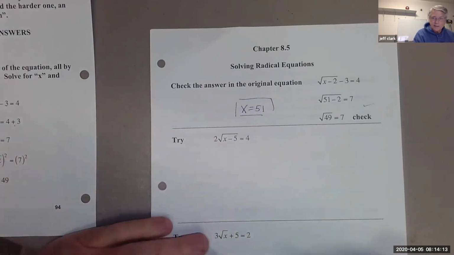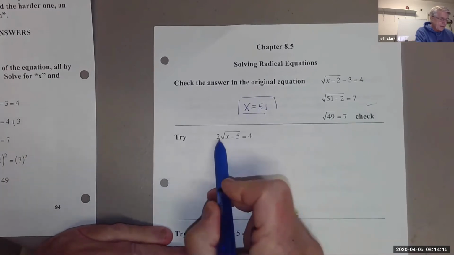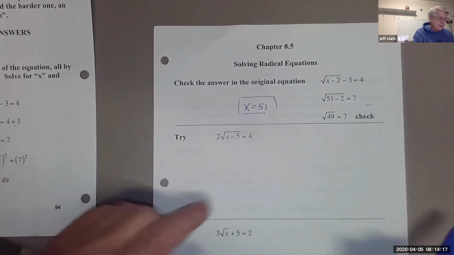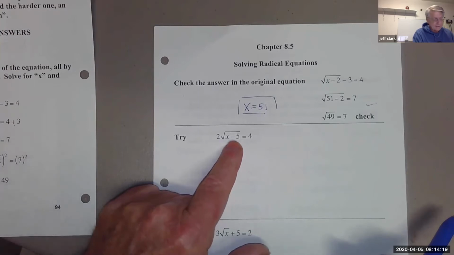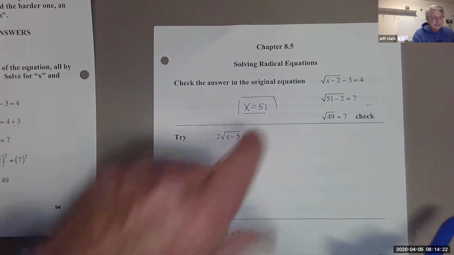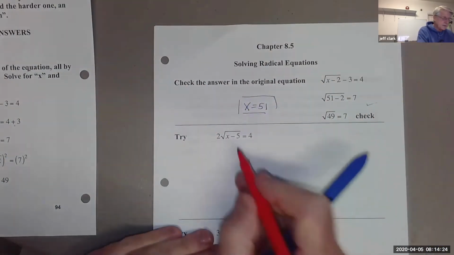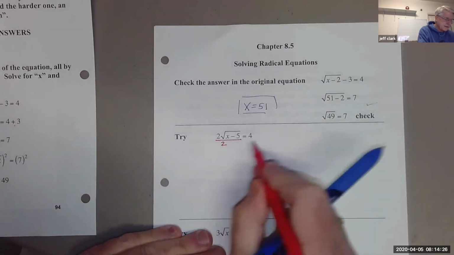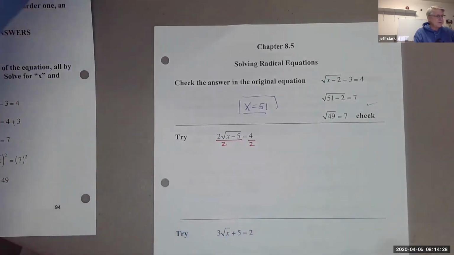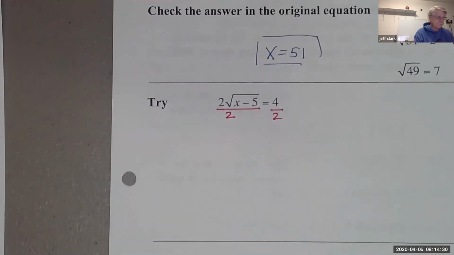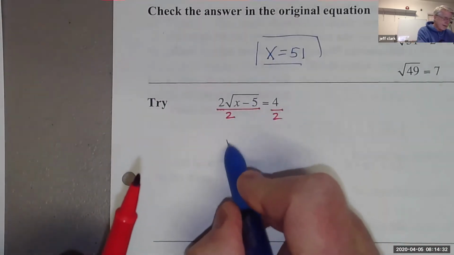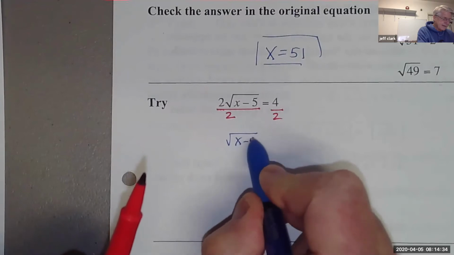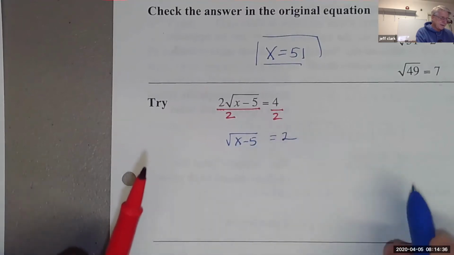Okay, let's try a couple of these. The instructions will say to get the radical all by itself. The 2 is in the way, so you want to get rid of the 2. Divide both sides by 2. And of course, you've got the radical of x subtract 5, simplified, equals 2 over here.